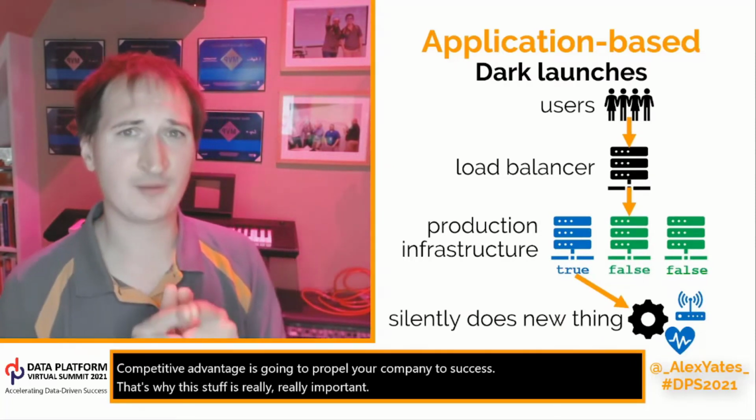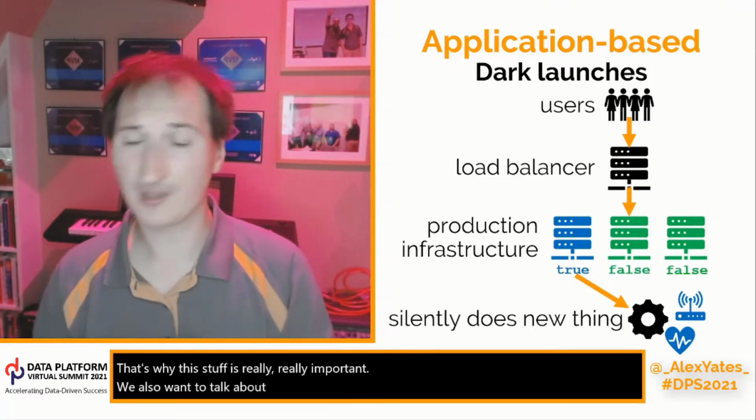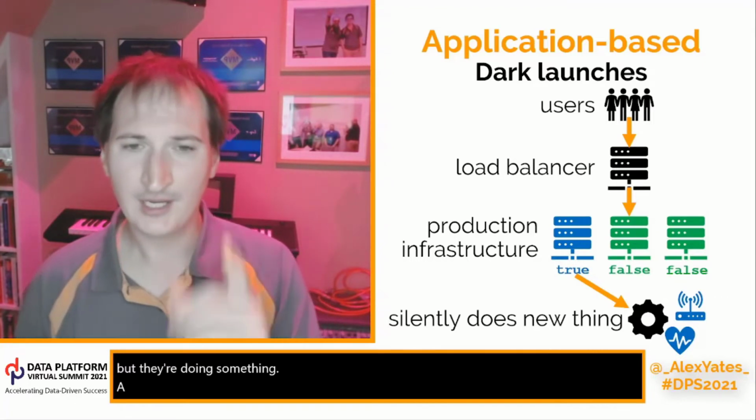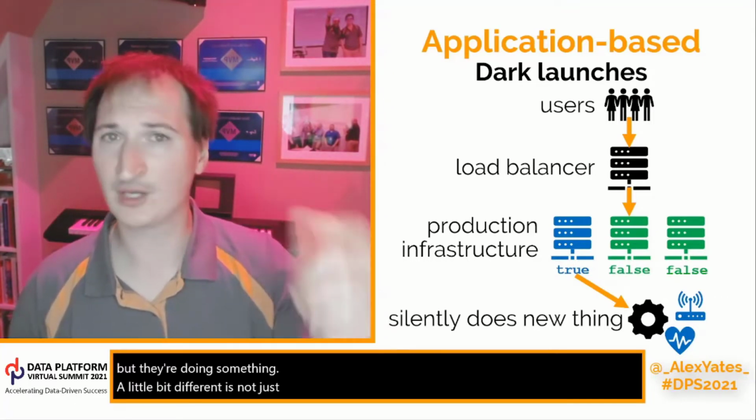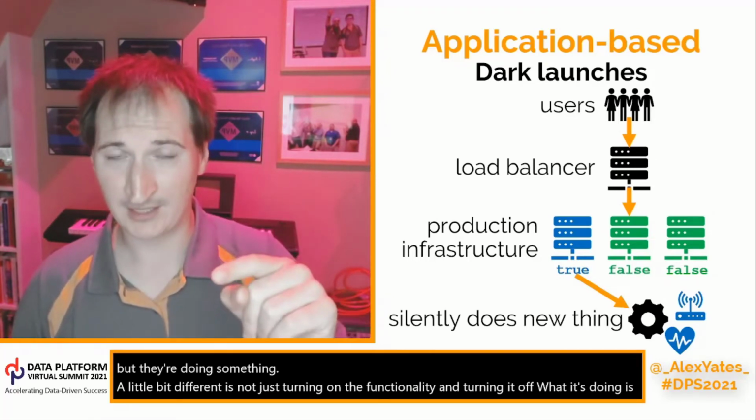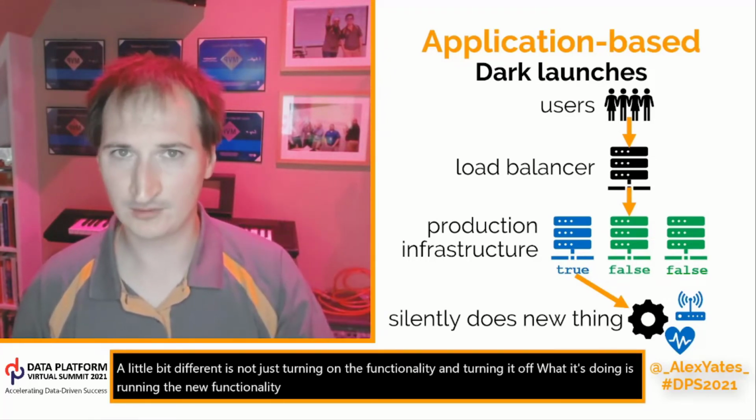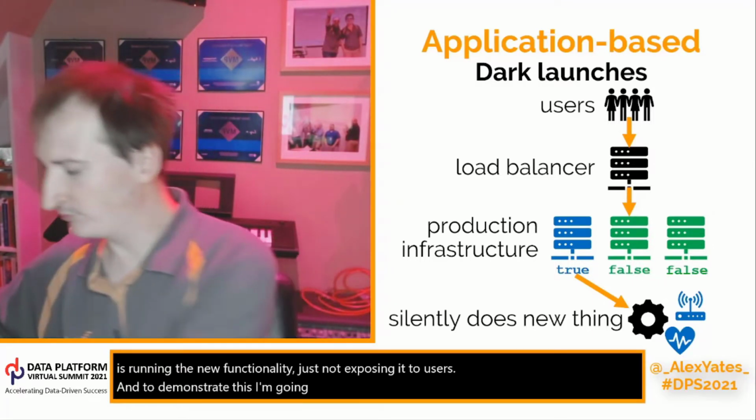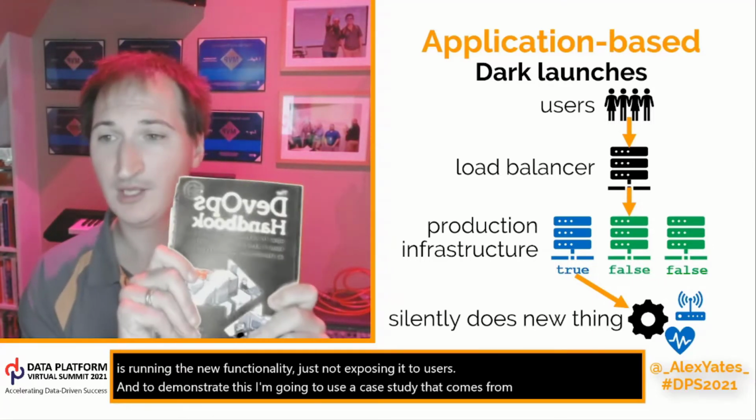We also want to talk about dark launches. Now, dark launches are basically just feature flags, but they're doing something a little bit different. It's not just turning on the functionality and turning it off. What it's doing is running the new functionality, just not exposing it to users. And to demonstrate this, I'm going to use a case study that comes from the DevOps Handbook, which is an excellent book.